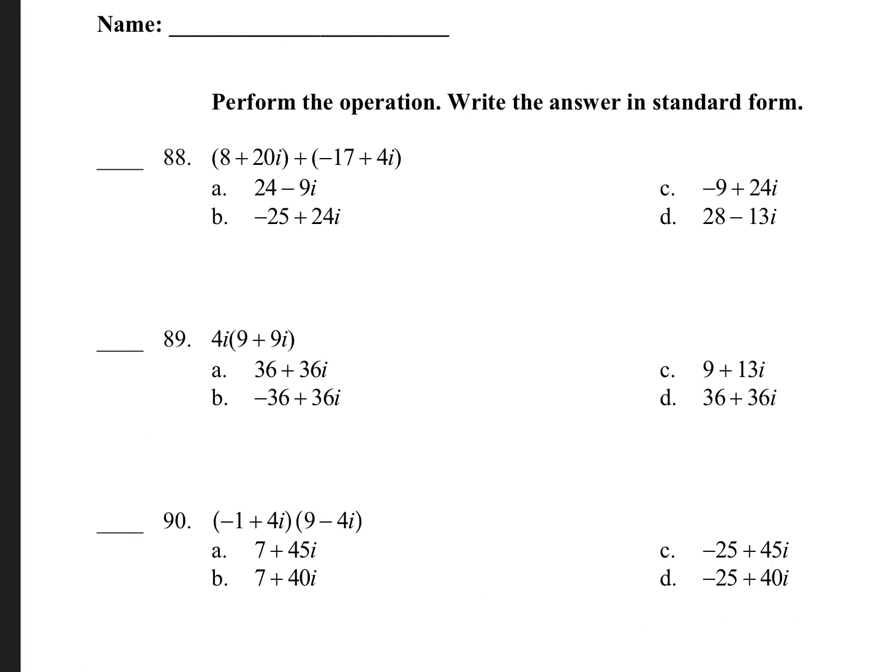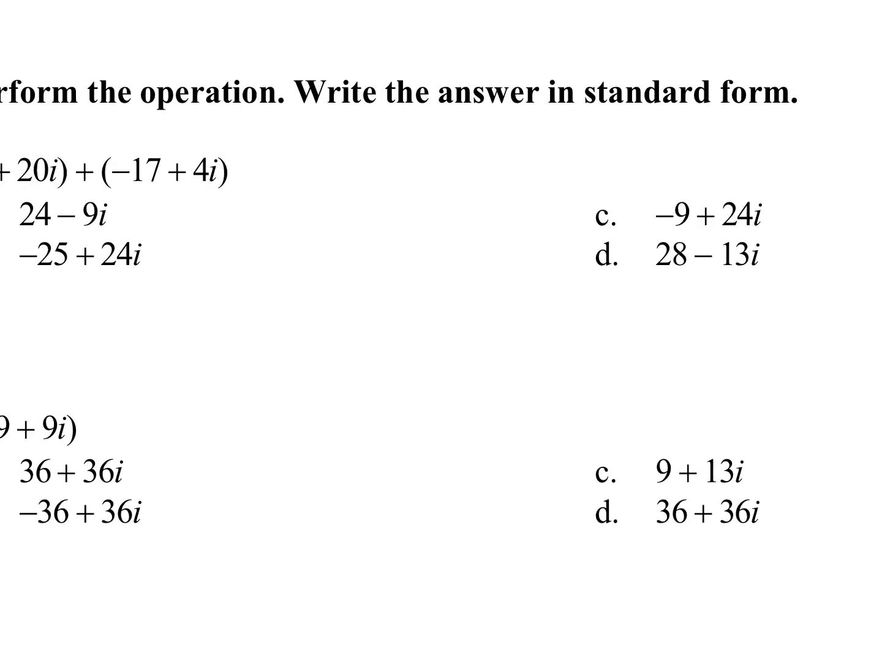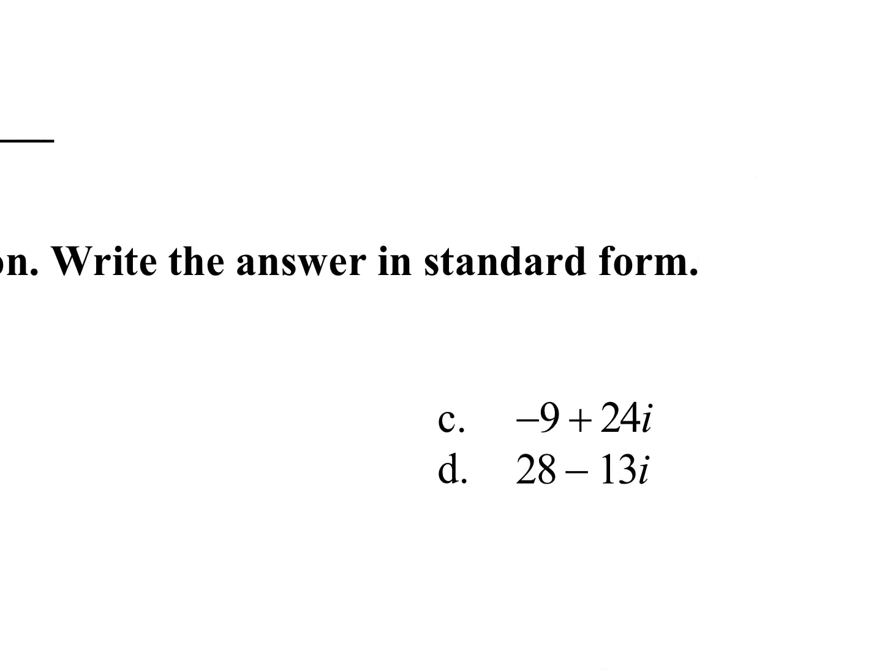So looking at 88 through 90. We're just performing the operation and writing the answer in standard form. Standard form, which part comes first? The real number comes first, then the imaginary. So it'd be written like a plus bi. The imaginary part comes second.